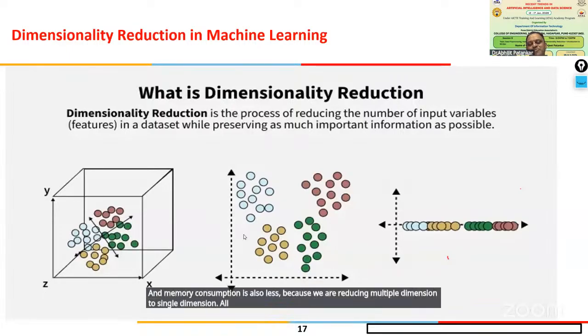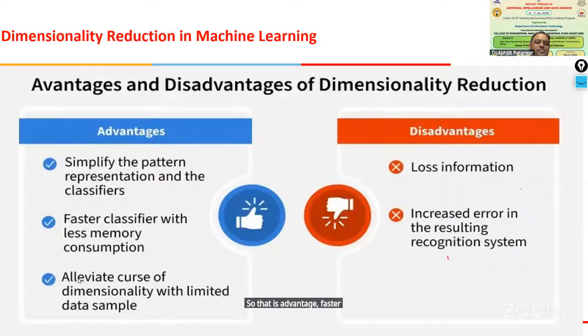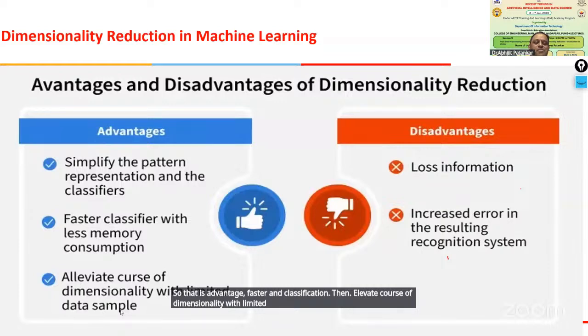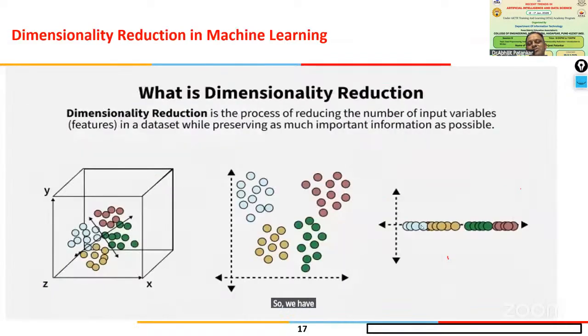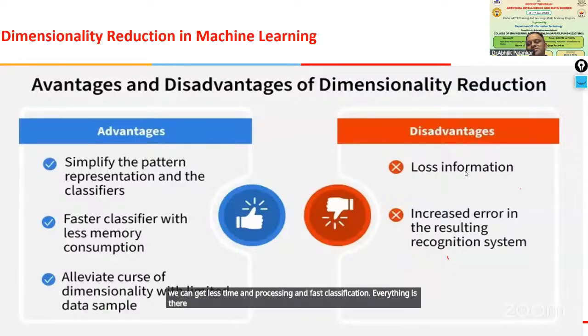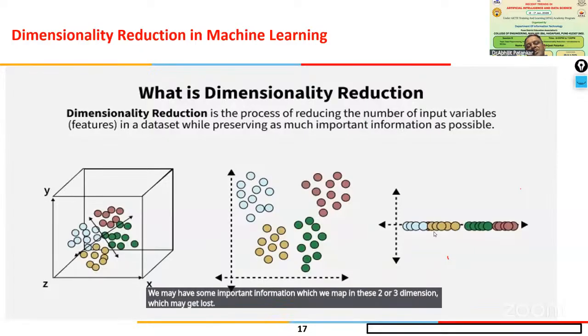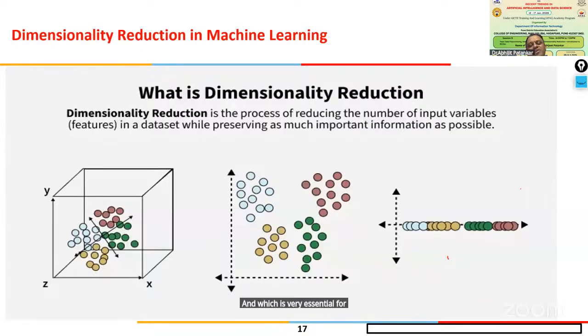All 4 varieties of data set are mapped. So that is the advantage: faster classification. Then it alleviates the curse of dimensionality with limited data samples. So we have a limited data sample, which is essential only for the data processing that we consider. But what is the loss? The advantages are there: we get less time and processing and fast classification. But the limitation is that some important information which we map in these 2 or 3 dimensions may get lost, and it may be very essential for creating your model.